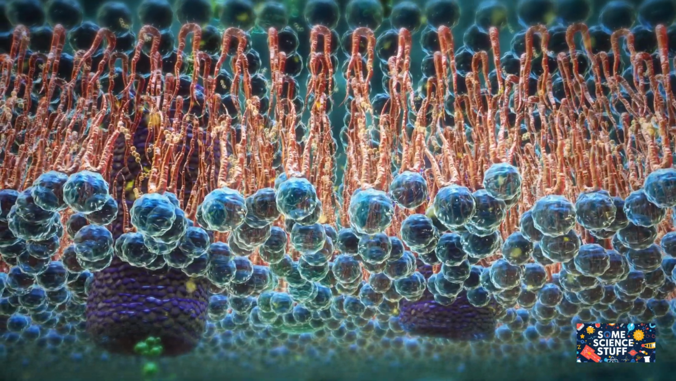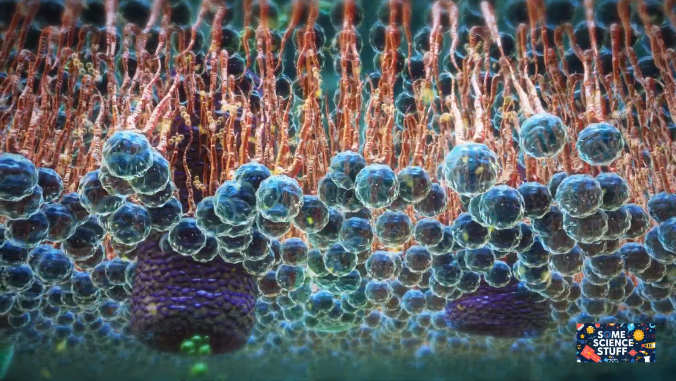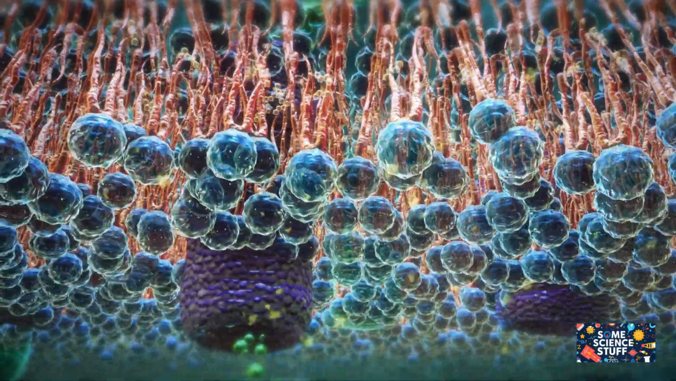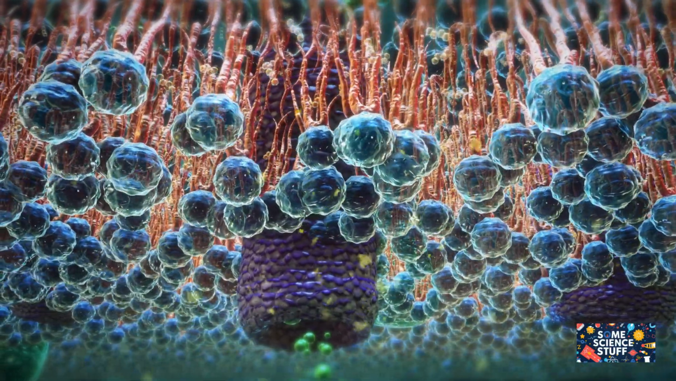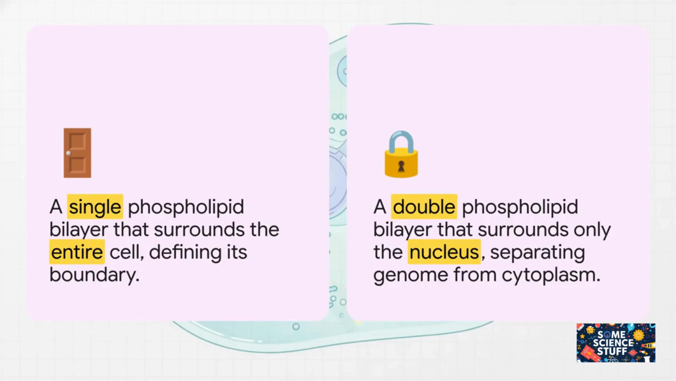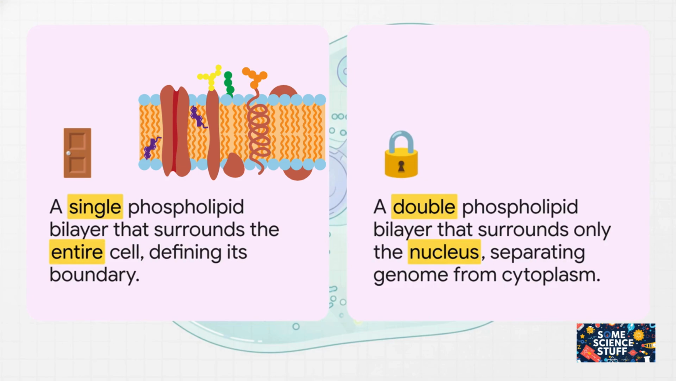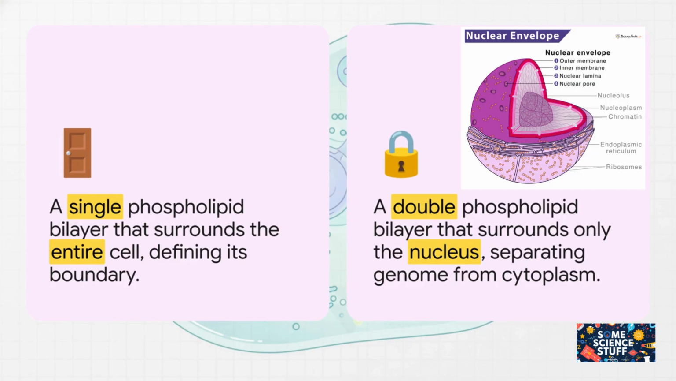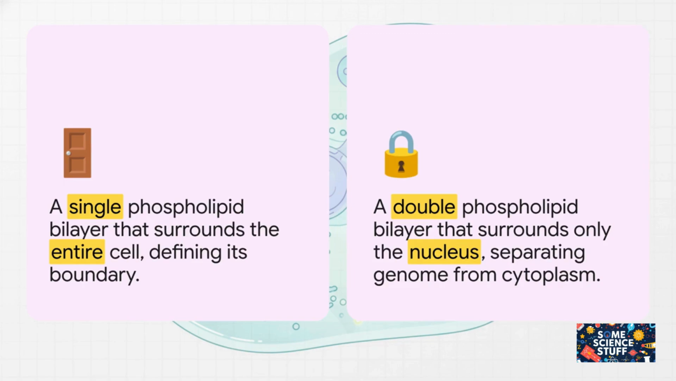For our final stop, let's synthesize what we've learned by directly comparing the two most important protective barriers in our city, the outer wall and that high-security inner sanctum. So let's really break down the key differences here. The cell membrane is a single bilayer surrounding the entire cell, regulating all traffic. In contrast, the nuclear envelope is a much more robust double bilayer that only surrounds the nucleus. Its specific job is protecting the genome.